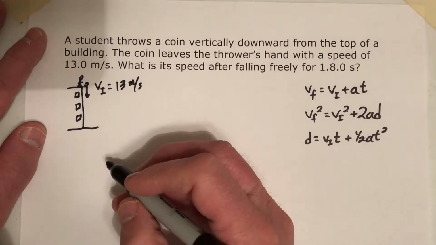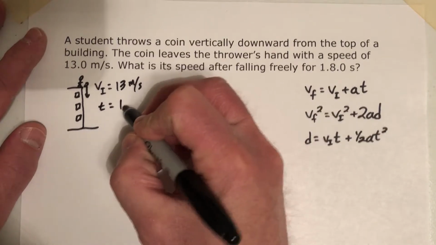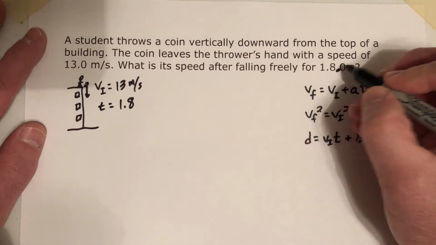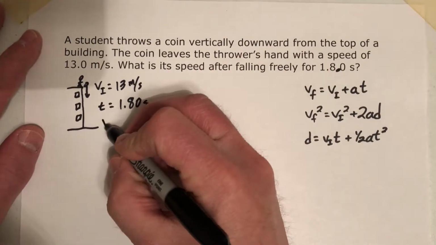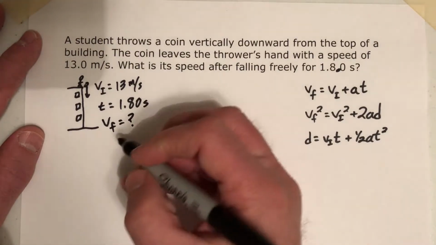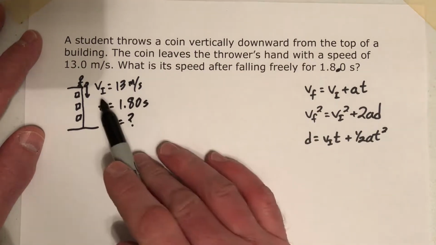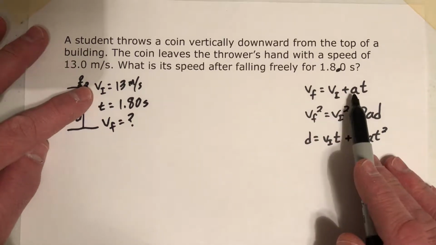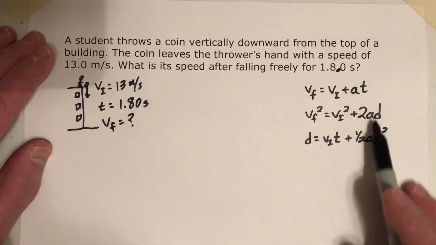What is its speed after falling freely for a time of 1.80 seconds? And we're trying to find its speed. We're trying to find its final velocity equals question mark. Okay, so if we're going to find the final velocity, we need to know VI, which we know, A, and T. Here we need to know A and D. All of these have A in it.